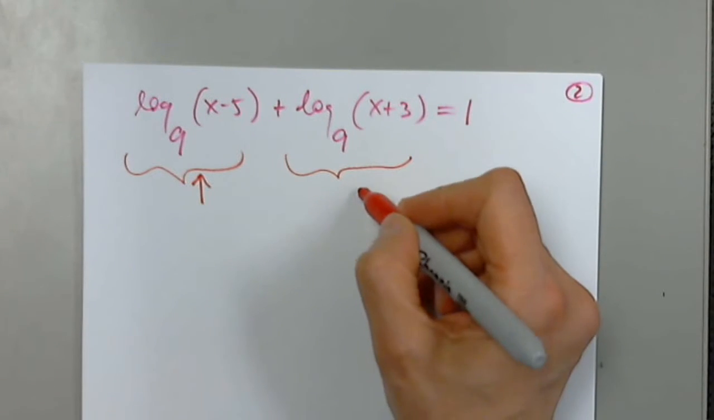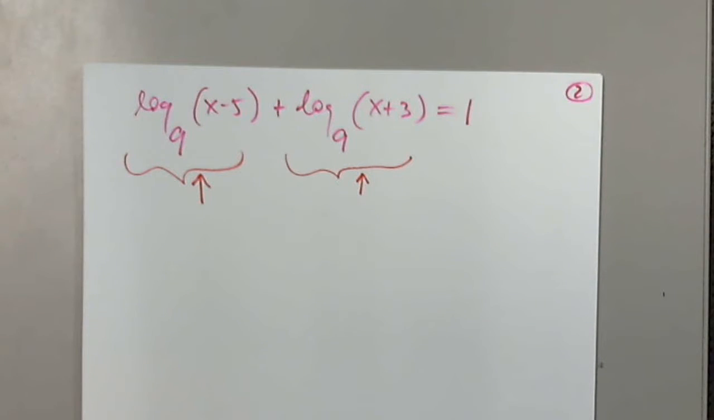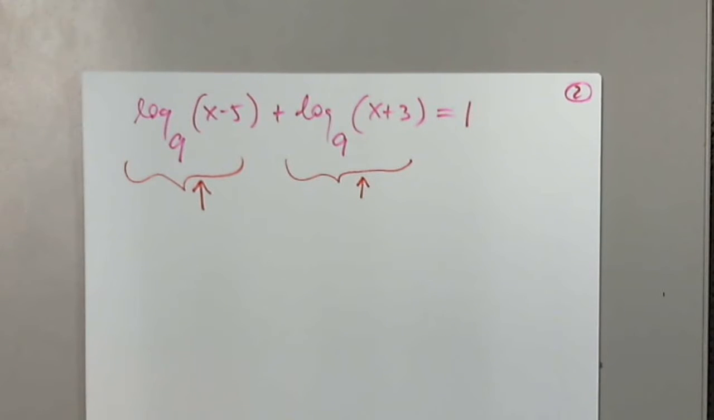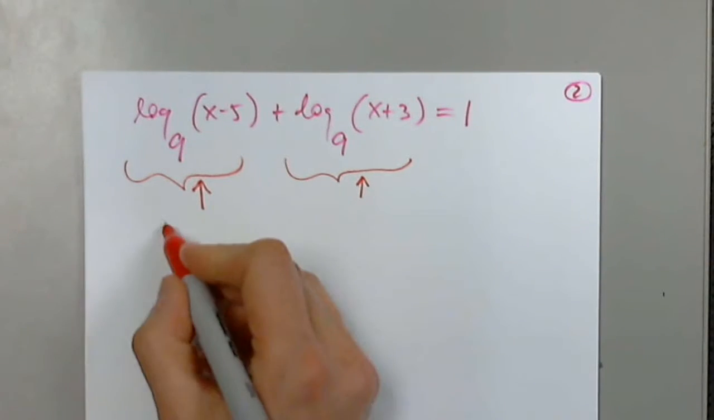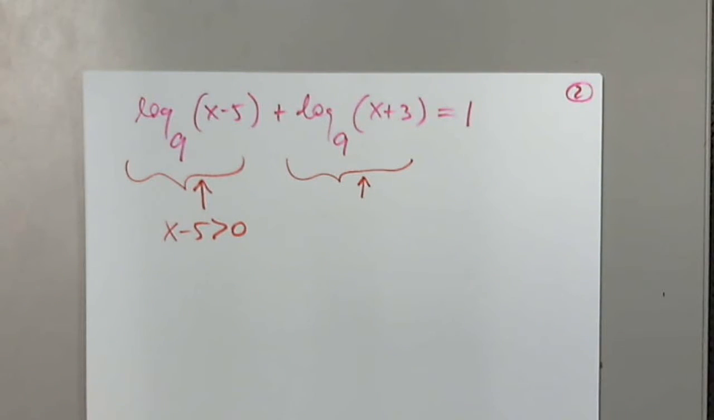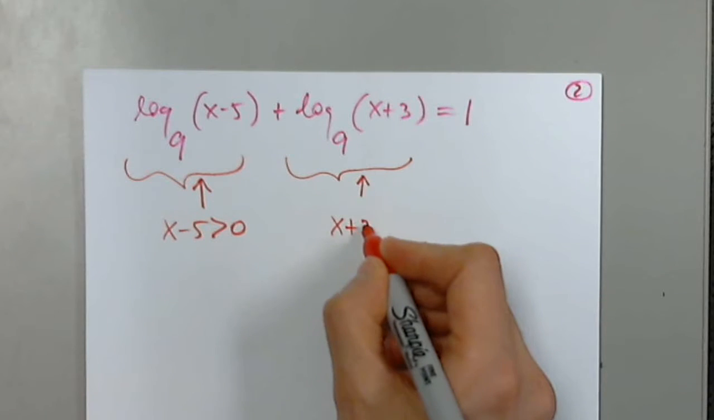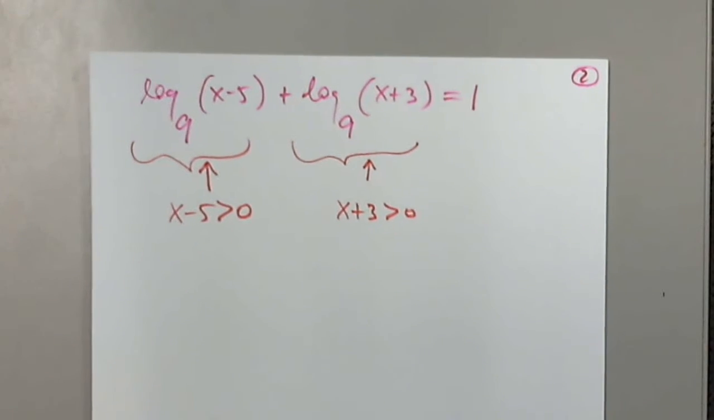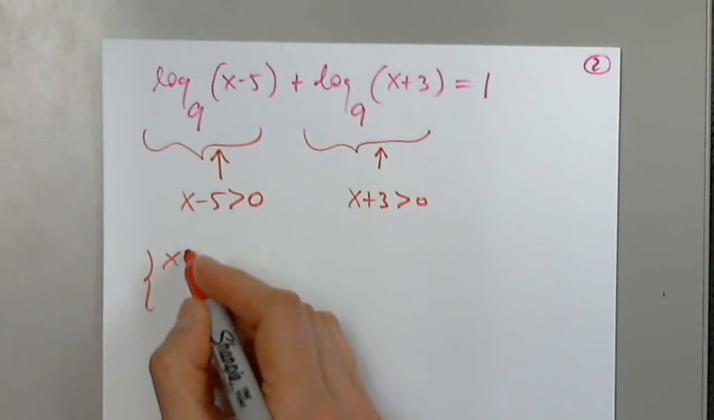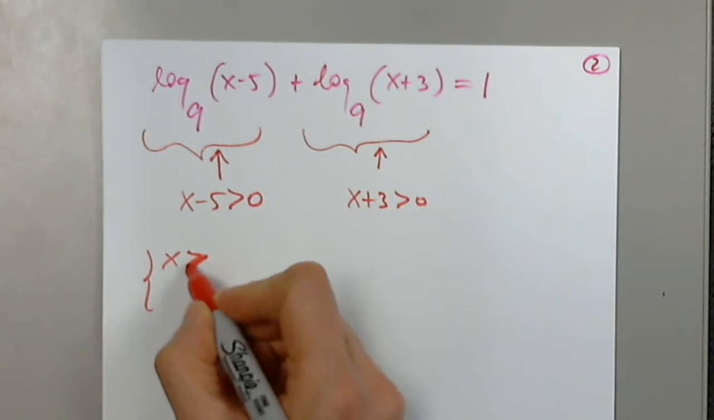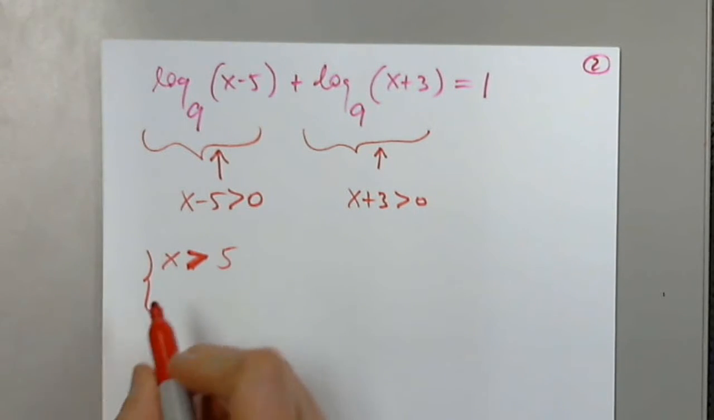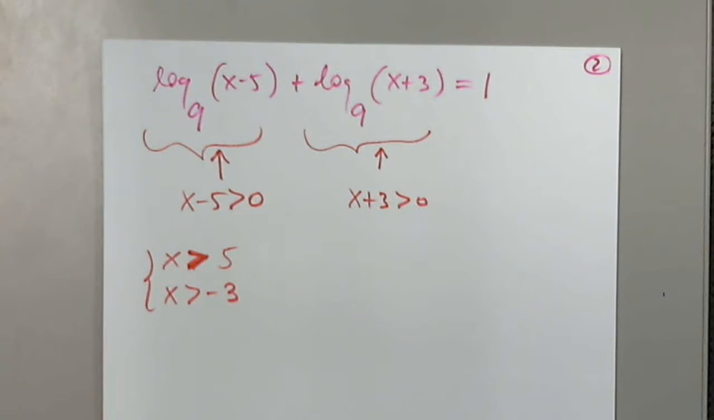So then for this, what do I write in order to solve and find the domain? Don't you have to do x minus 5 is greater than 0? Perfect. And for the second one? x plus 3. Perfect. So I have two conditions, and I'm going to put them together as x greater than 5 and x greater than -3.